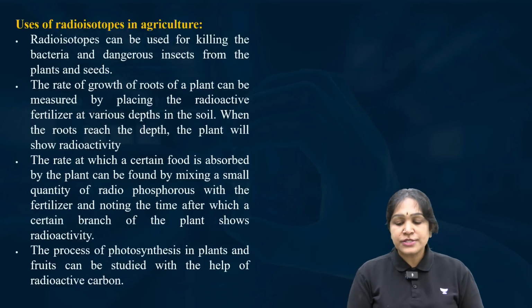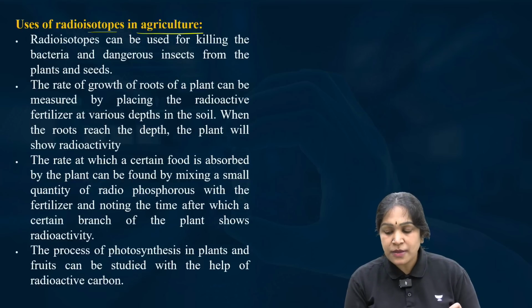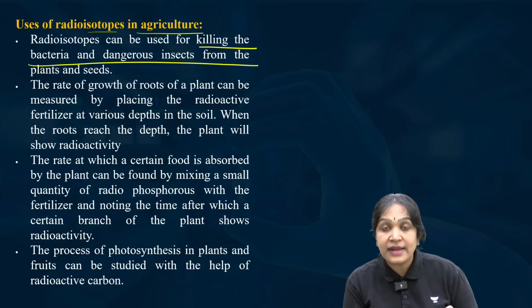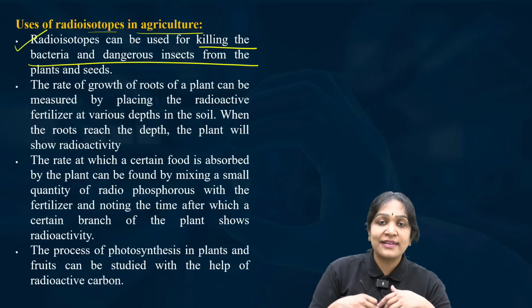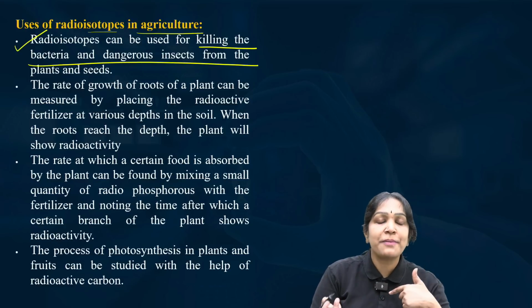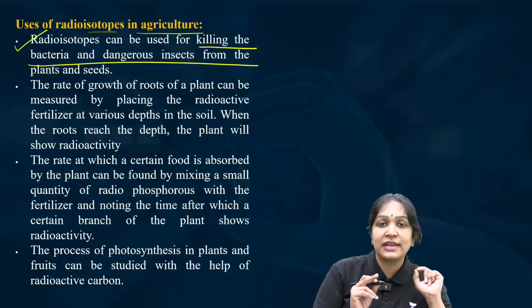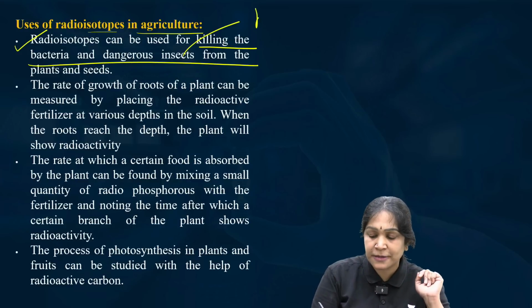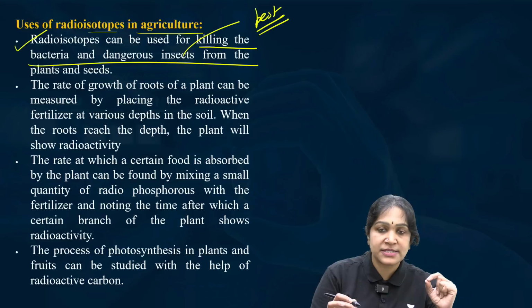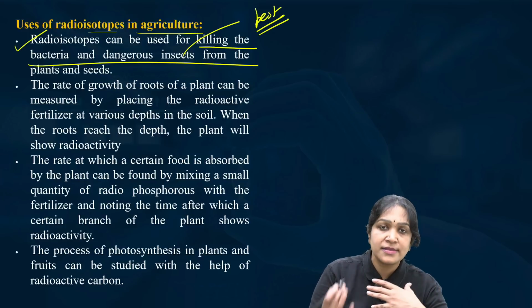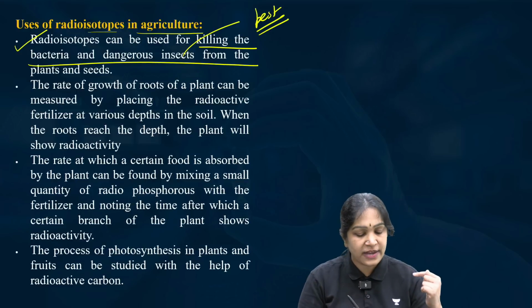Now, applications of radioisotopes in agriculture. Radioisotopes can be used for killing bacteria and dangerous insects. Just like we get bacterial infections, plants also get bacterial infections. We can use radioisotopes to kill those bacteria and insects, that is, pests that can damage the crop, as a pesticide to kill the pest, the insects, and the bacteria that will harm the plants. We can use radioactive elements.